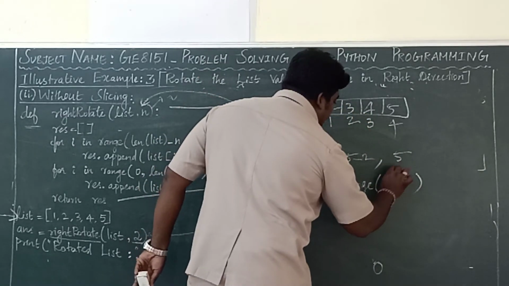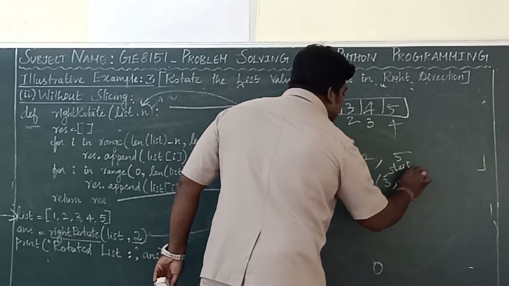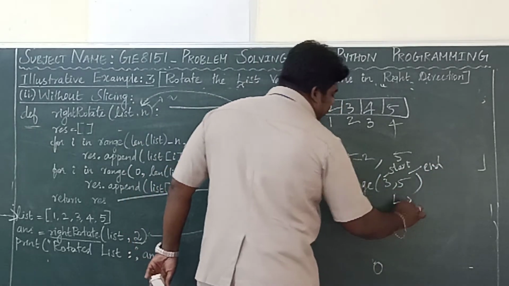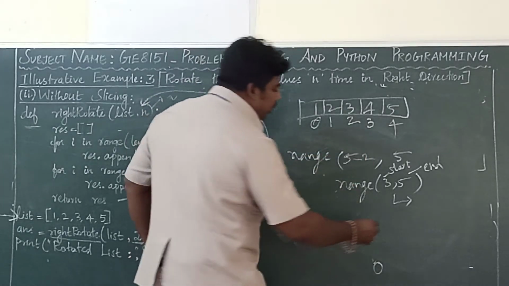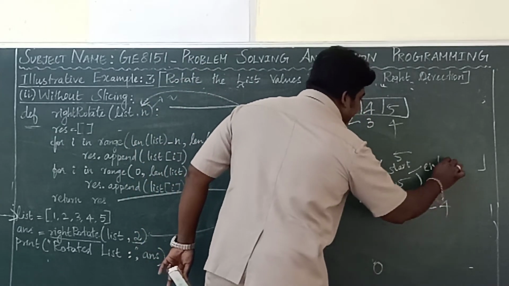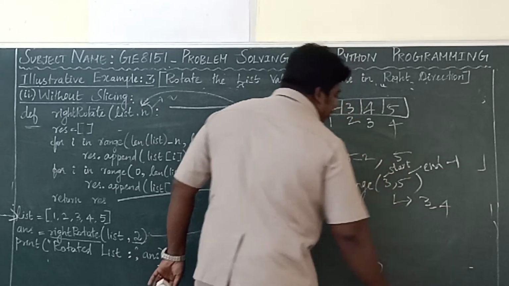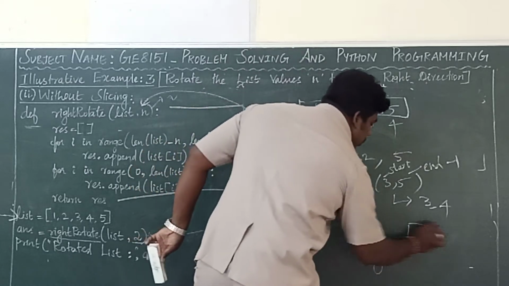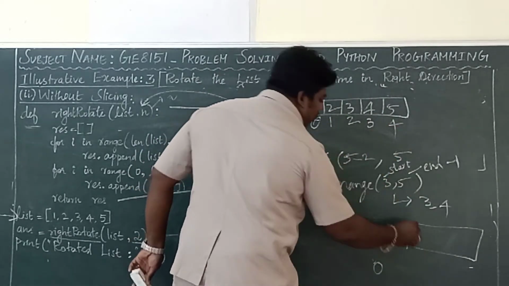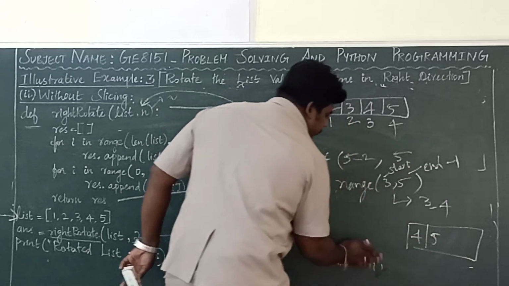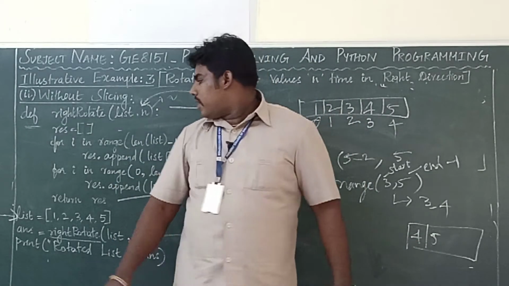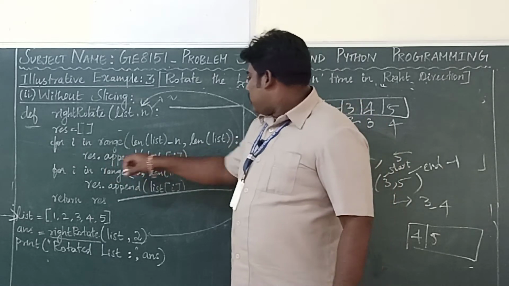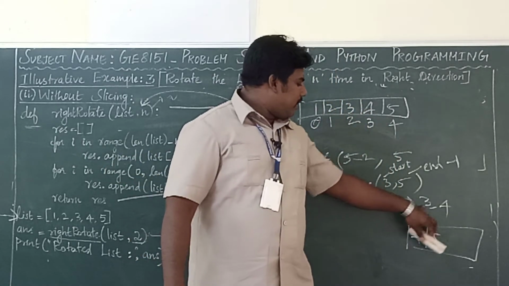This is the start. This is the end. So range of 3 comma 5 means it will generate the numbers 3 comma 4, up to end minus 1, right? So 3 comma 4. What are the values present at 3 and 4? 4, 5. Okay, again. Now, see here, 3 comma 4.